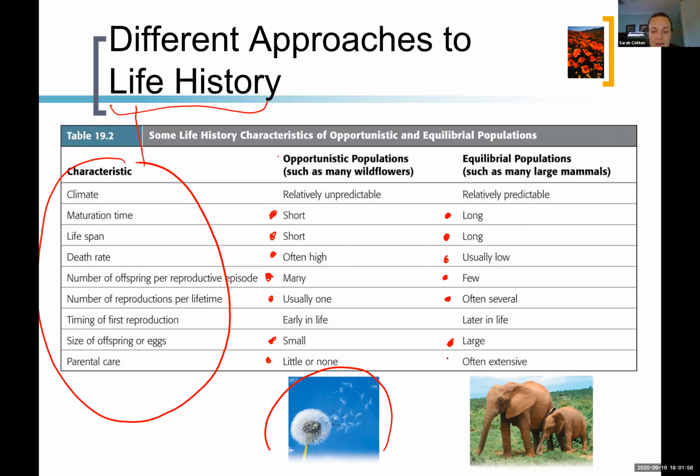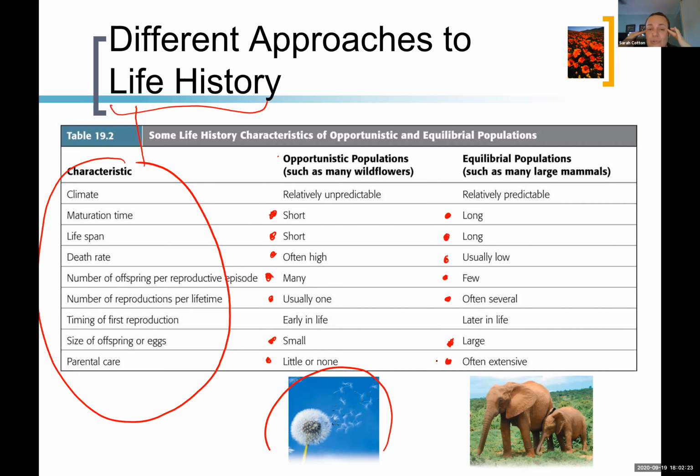And then parental care is extensive, man, right? So whether you're talking about humans or elephants, the young are dependent on their parents to take care of them for a really long time, right? Dandelions aren't. Okay. So those are like extreme examples of life history.